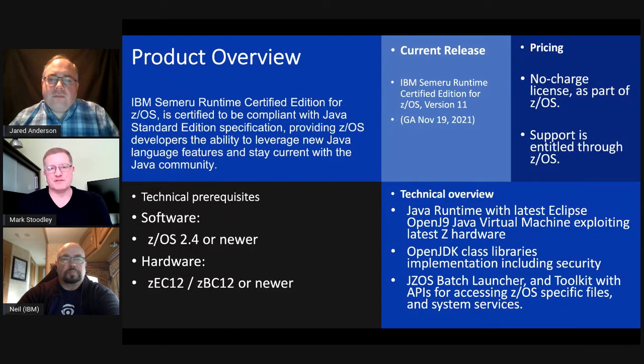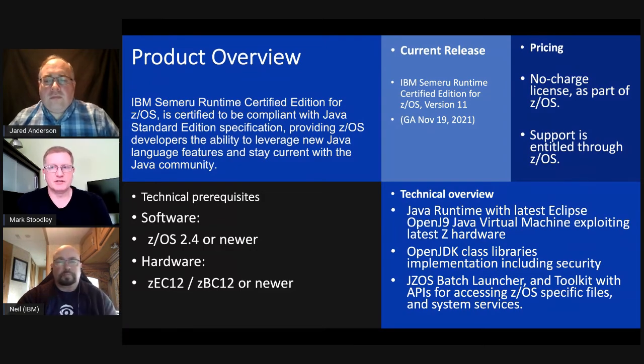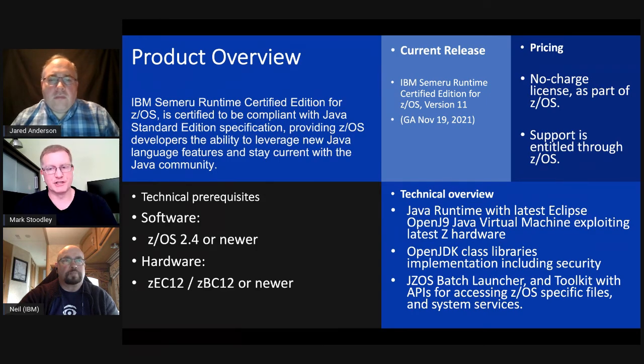This will provide z/OS developers with the ability to use Java 11 finally and stay in step with the Java levels that they're using on other platforms. It does have a few prerequisites in terms of the z/OS versions that are supported and the hardware supported, which is from the zEC12 level. It's basically part of z/OS. So the pricing is no charge, and support is entitled through z/OS. It operates the same way as the IBM SDK for Java operated for Java 8. We've now rebranded it as the IBM Semeru Runtime Certified Edition for z/OS version 11.